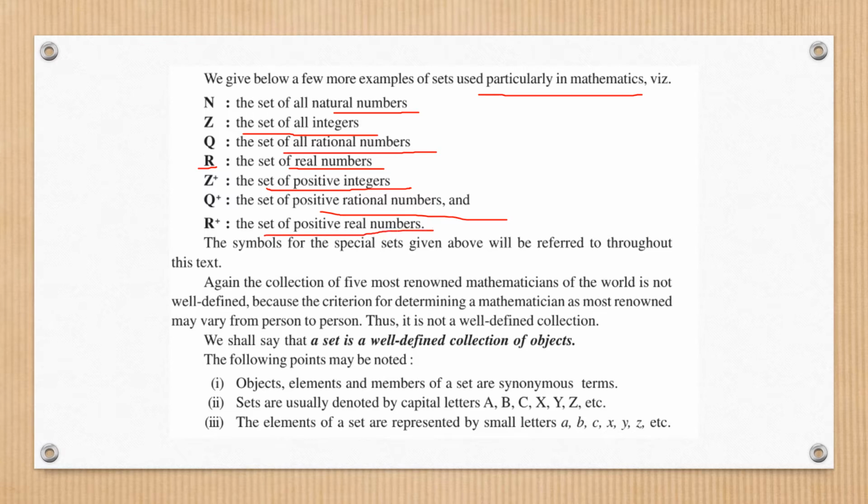The symbols for the special sets given above will be referred to throughout this text. Means we will be using these symbols. So you have to keep it in mind. If it is Z plus, we are talking about the set of positive integers only.